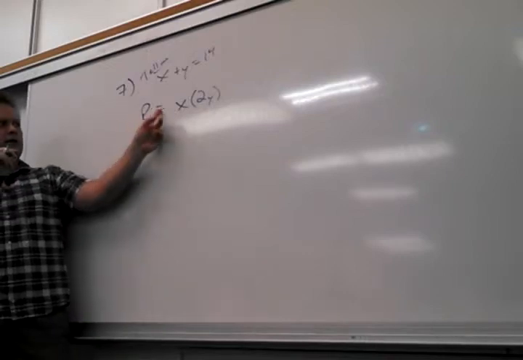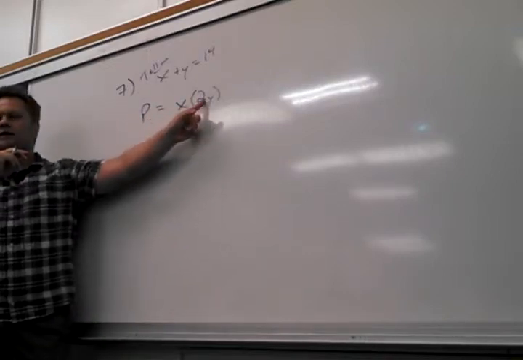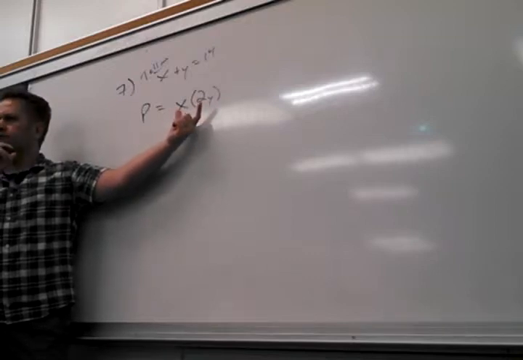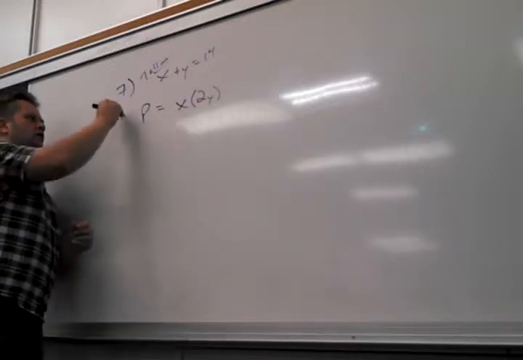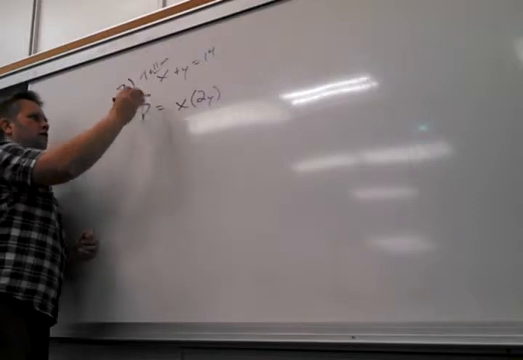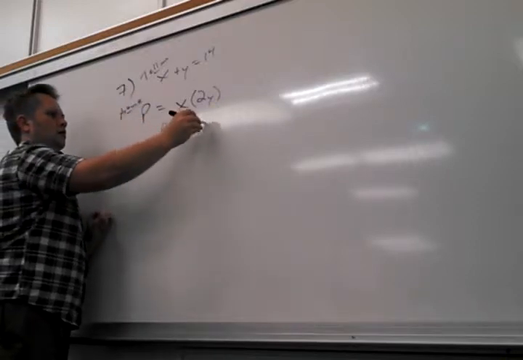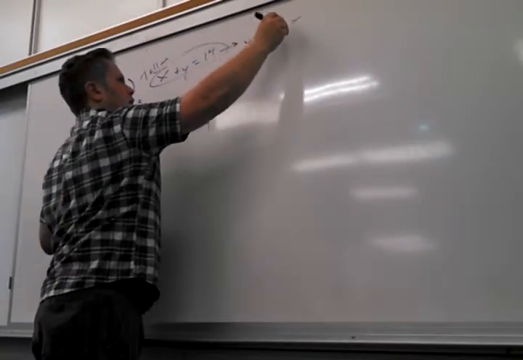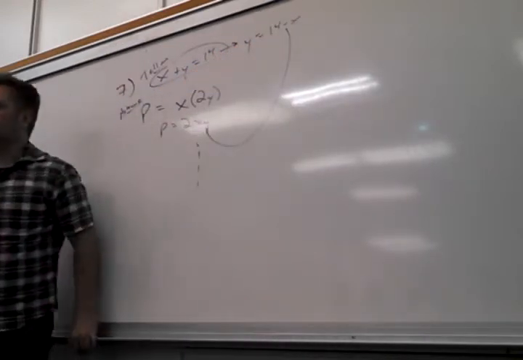So that's the product: one of the numbers times twice the other one. So I'm trying to maximize this. This is what I asked you. So how do I proceed from there? Use what I tell you in what I ask you.